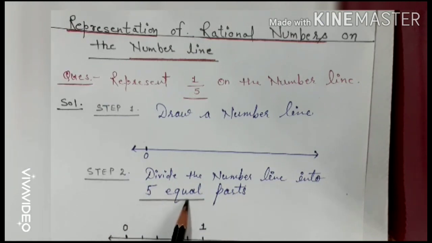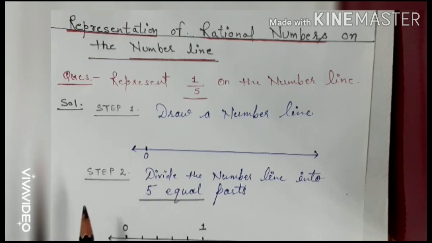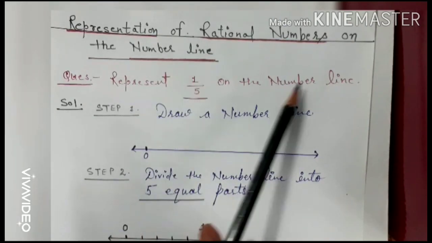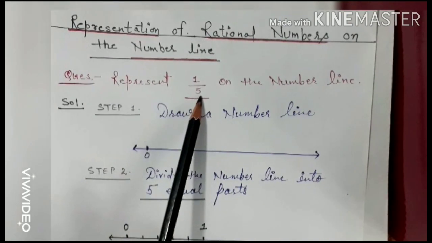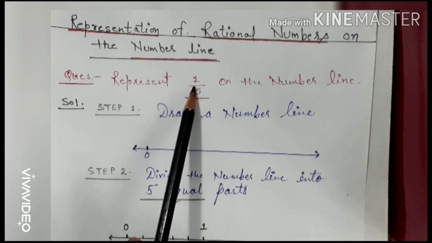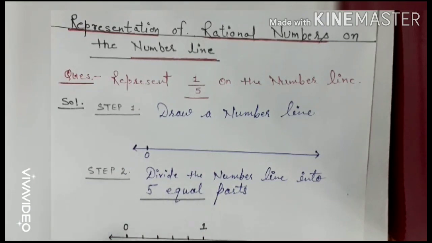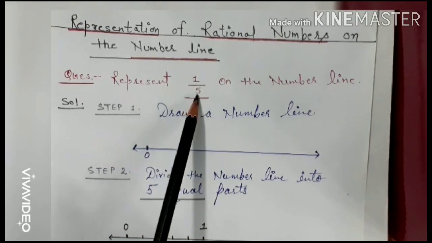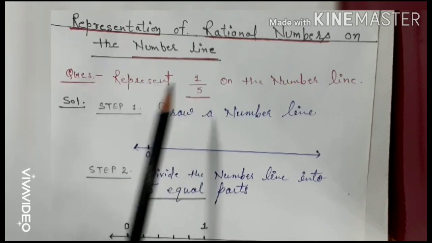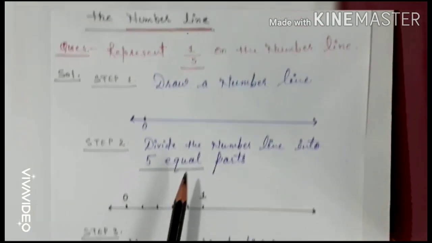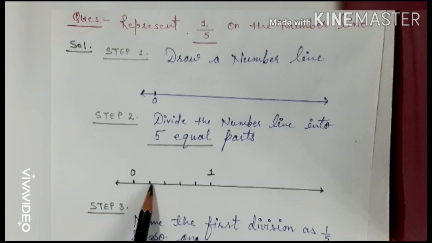Why 5 equal parts? Why are we not dividing it into 10, 8, or any other number of parts? Because in the rational number 1 upon 5, the denominator is 5. The denominator tells us how many parts we have to make. Here we have to make 5 equal parts. So here it is 1, 2, 3, 4, 5. We have made 5 equal parts.